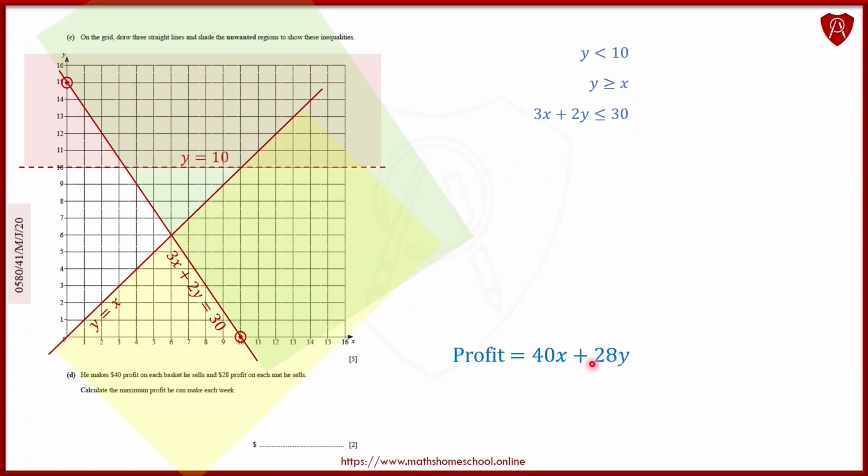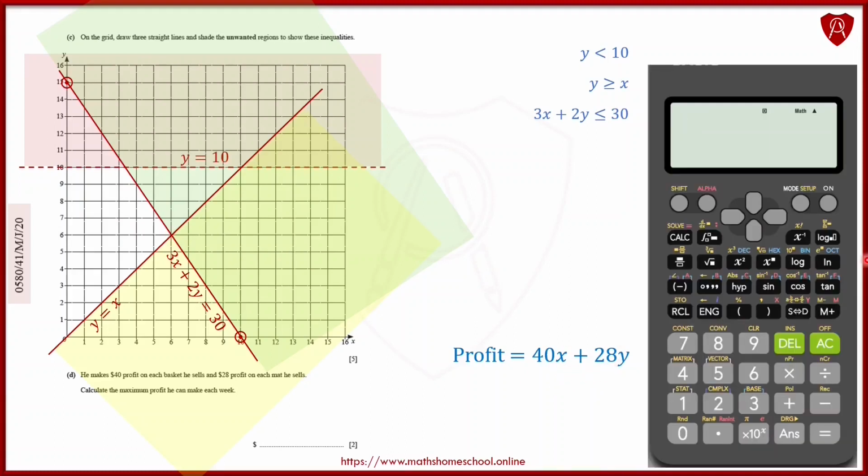Let us first key in this profit formula into our calculator, then we can test several points. Profit is 40 alpha x plus 28 alpha y. That is our profit formula. The higher the value of x and the higher the value of y, the higher the profit should be. So we should generally look around this region to get the maximum profit.